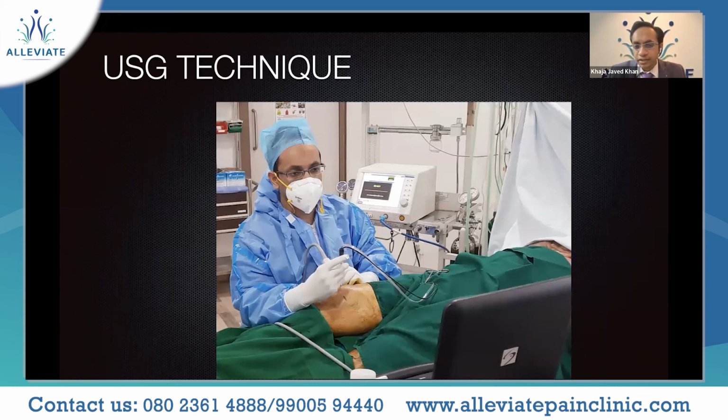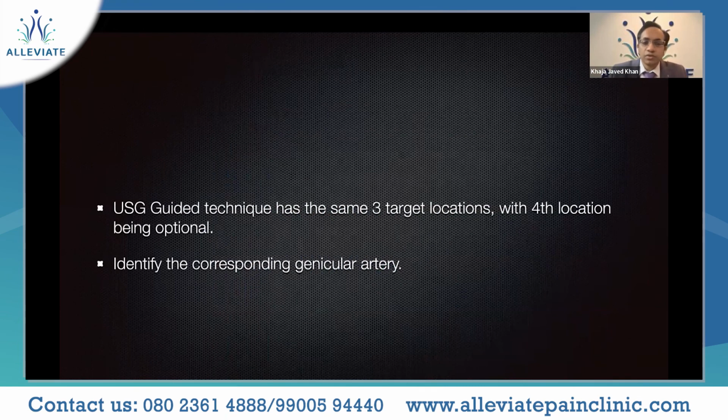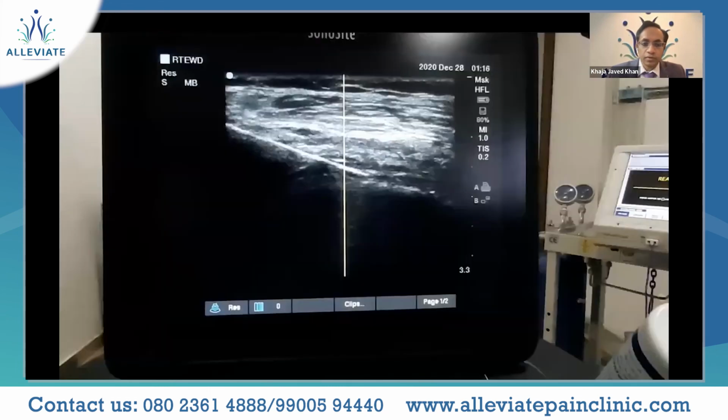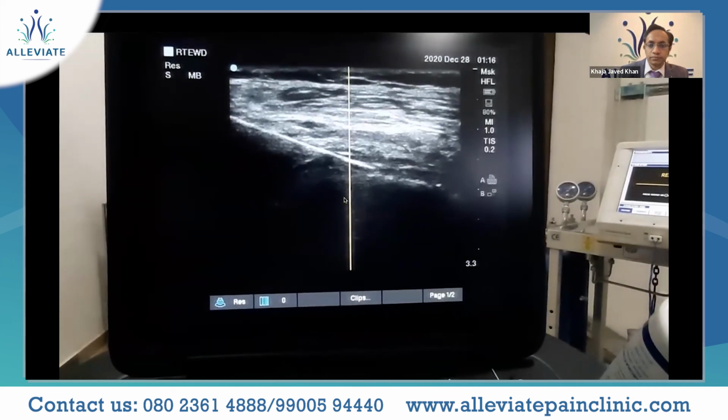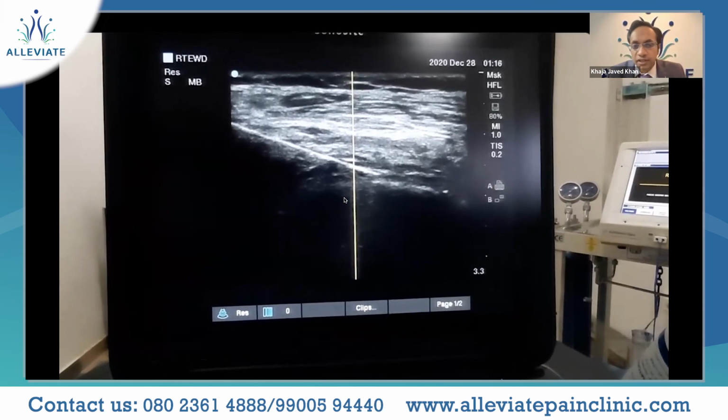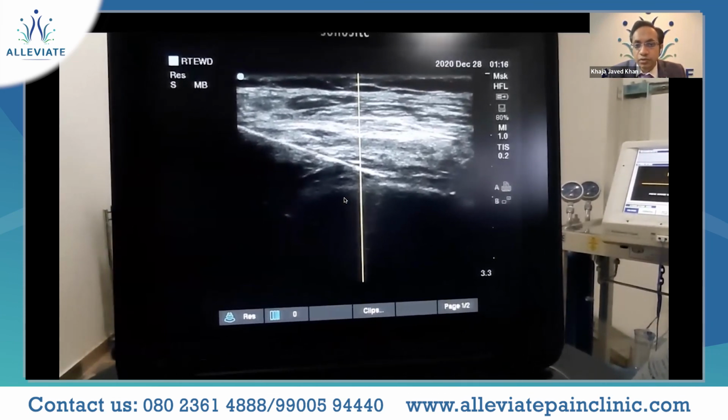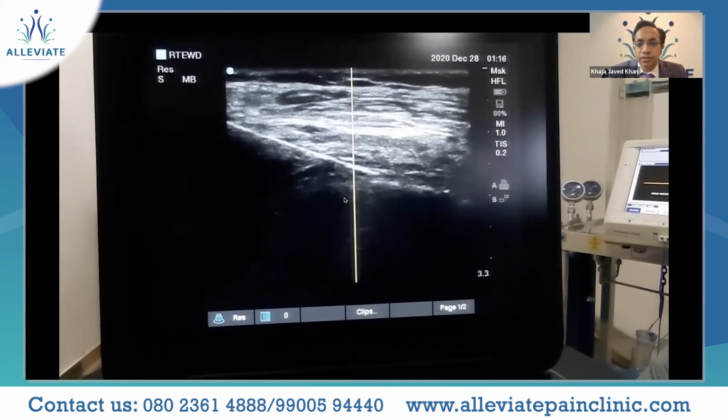So I shifted over to ultrasound guided interventions. How are they done? Basically, the technique using ultrasound has the same three target locations, of course, the fourth location being optional, which is the suprapatellar genicular nerve. In the ultrasound, we identify the genicular artery, and then we lesion close to it. Here you can see a video. You can see the needle and then the pulsatile artery. The needle is very close to the artery, and that is where the lesion is going to be done.